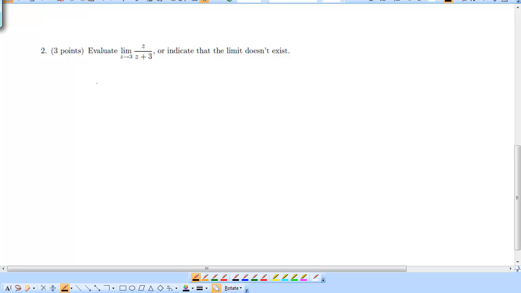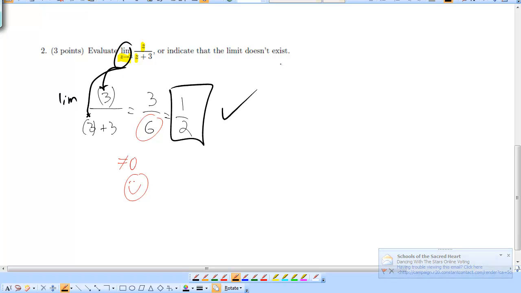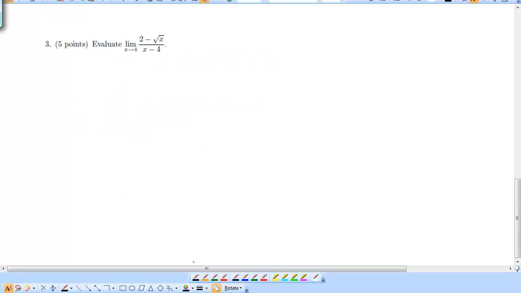For number 2, all right, we want to evaluate this limit. Always try this first. Remember, you can substitute where you want to evaluate your limit. You can almost find the function value as long as you don't get a 0 in your denominator. Here we don't have a 0 in our denominator. Makes me happy. So your limit is actually just equal to exactly how that function behaves there. So your limit's going to be 1/2.